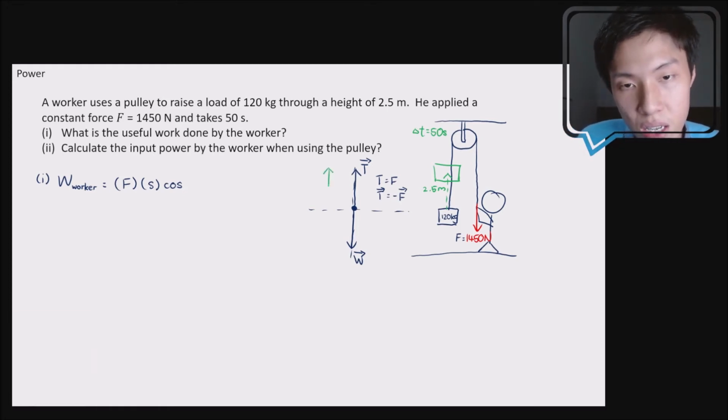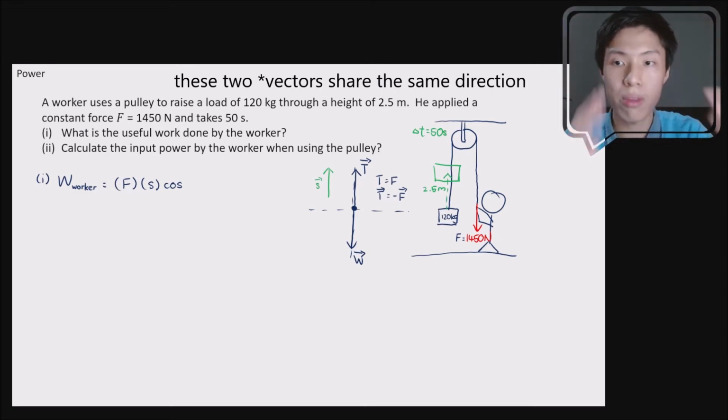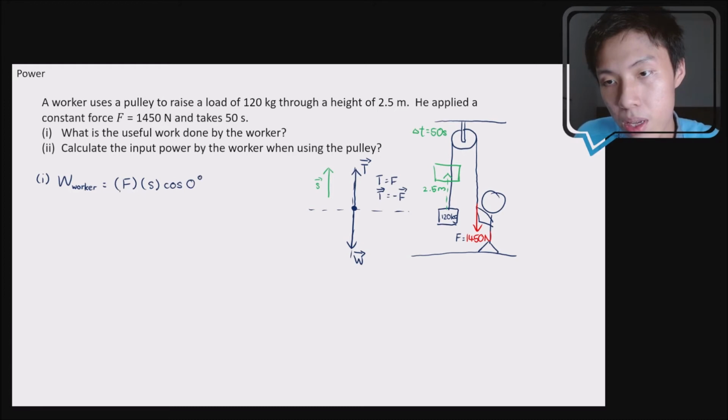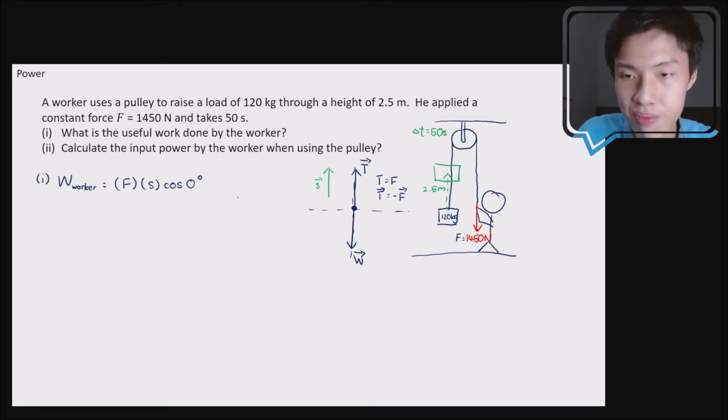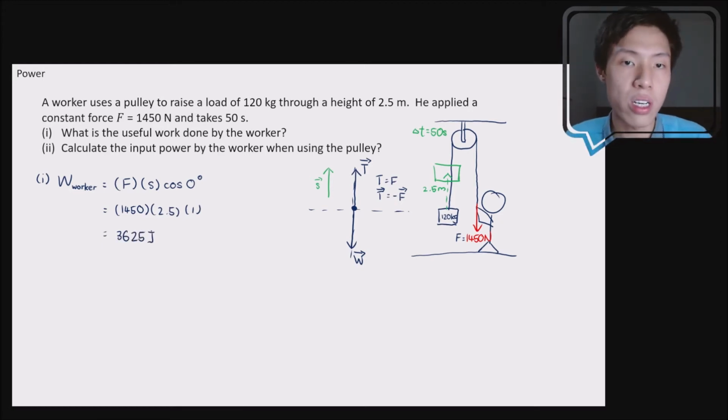The tension is pointing upwards, and our displacement is pointing upwards as well. We are pulling upwards and the motion is indeed upwards, so these two share the same direction, so the angle between them should be 0 degree. Should I just write theta first? Then let's substitute 0 degree. So if you substitute everything, 1450, 2.5 meter, 1, I believe you get the answer of 3625 joule.